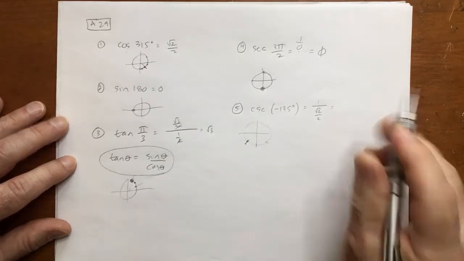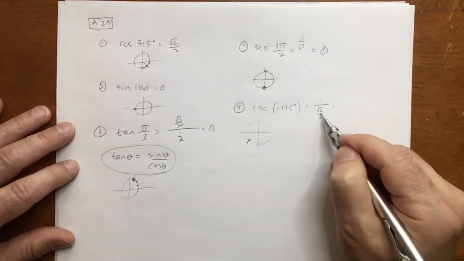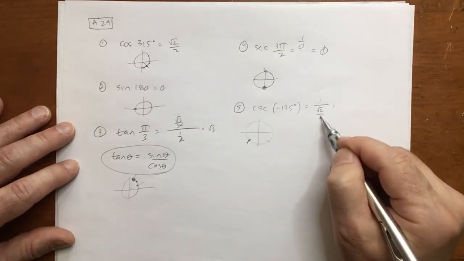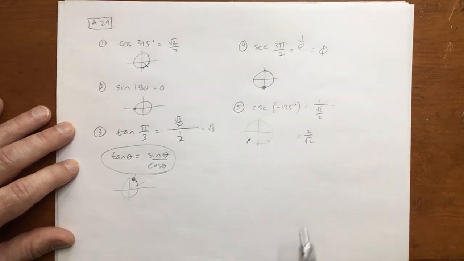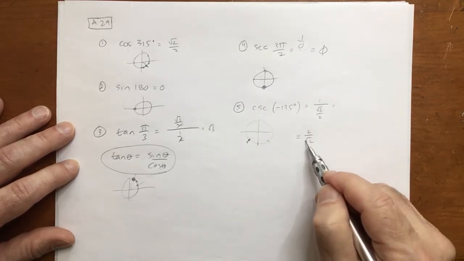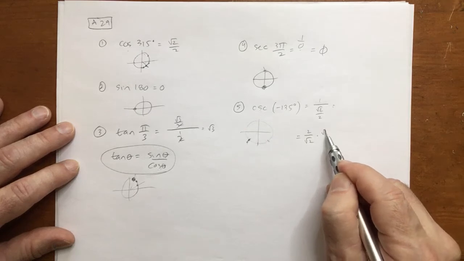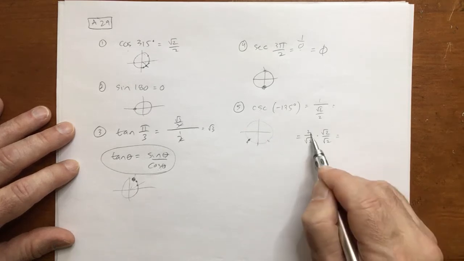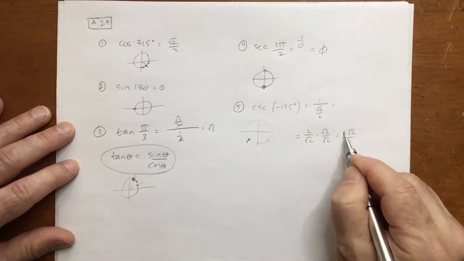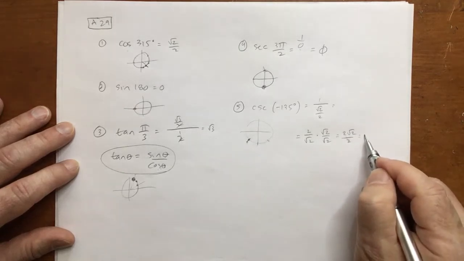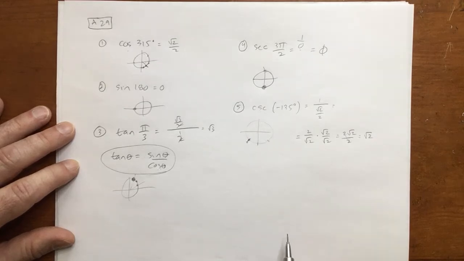So this is 1 over whatever that y coordinate would be, the square root of 2 over 2. But just remember, this is the reciprocal, so all I really need to do is take the reciprocal of that, which is 2 over the square root of 2. And then I remember I can't leave that radical on the bottom. And so I get 2 times the square root of 2 over 2. Those reduce. And so my answer is just the square root of 2.